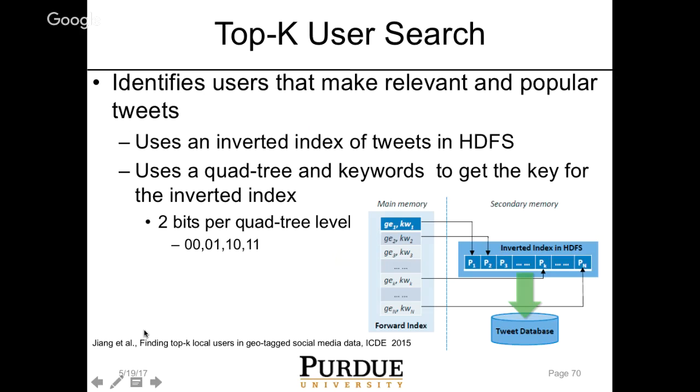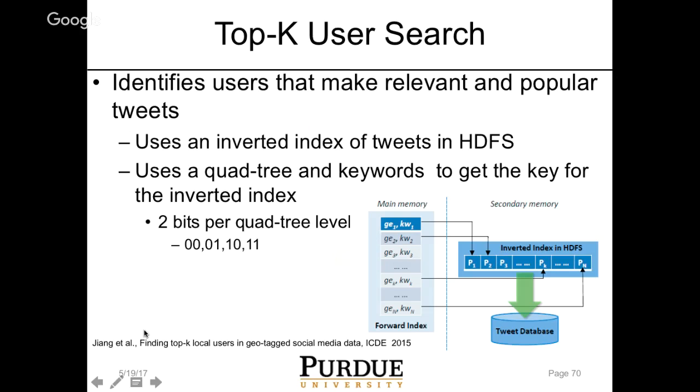So every object indexed, every tweet, has a set of keywords. And for every keyword, it will be added to the inverted structure with a geohash. A geohash is an encoding of the spatial location of the object. This encoding is calculated from a quad tree.